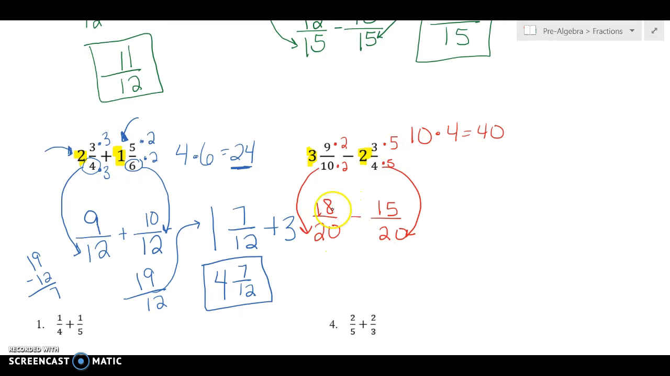Common denominators, I wrote equivalent fractions so I could subtract. 18 minus 15 is 3. There's nothing I can do with this fraction, but I do have to remember to come look at my whole numbers I had. And the whole numbers are saying 3 minus 2. Well, 3 minus 2 is 1. And so that is my answer.